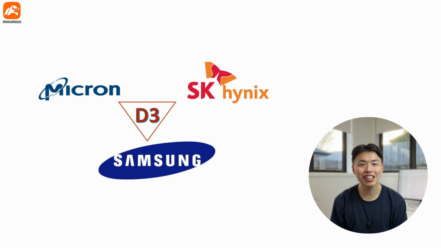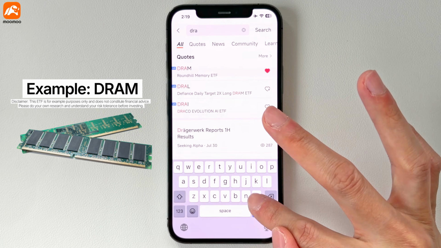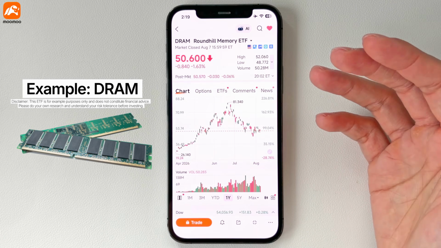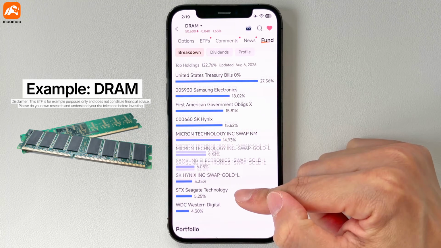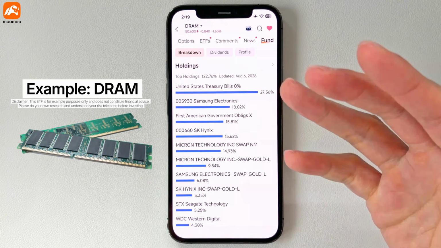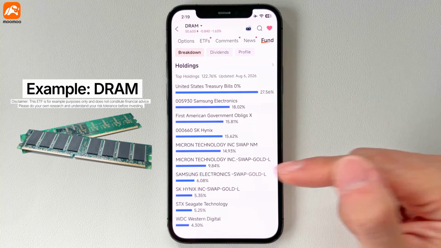If you are looking for an ETF that invests in memory, one way to check is by reviewing its holdings. For example, I will search for DRAM in the Moomoo app. Go to Fund, scroll down to see the companies included in the portfolio. You can see exactly who they are, from Samsung, SK Hynix, and Micron.